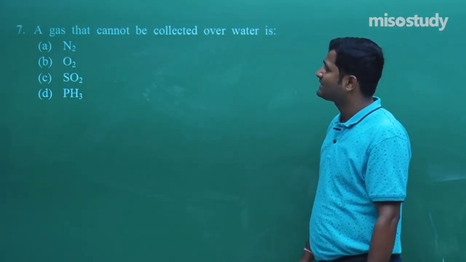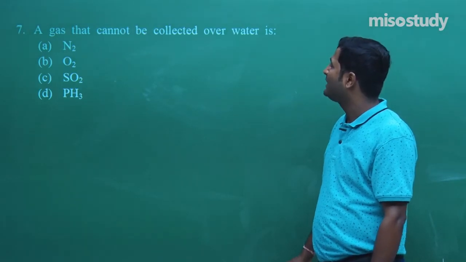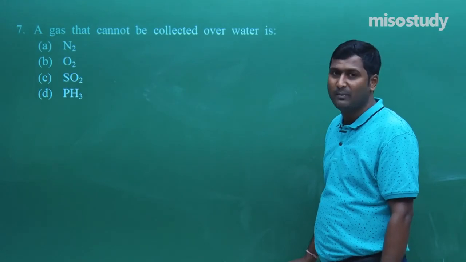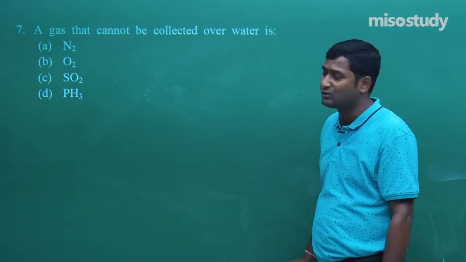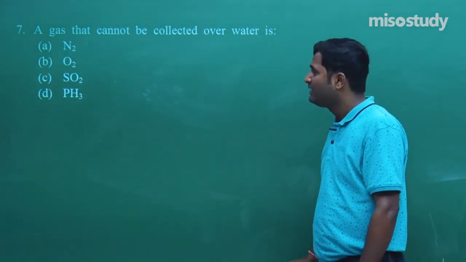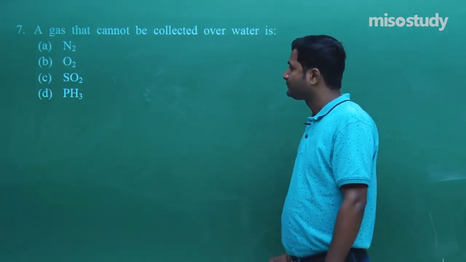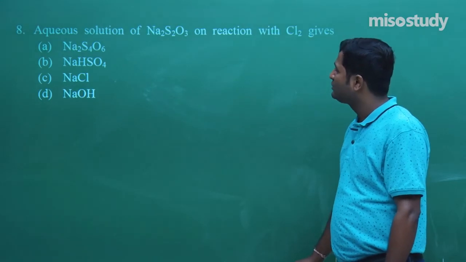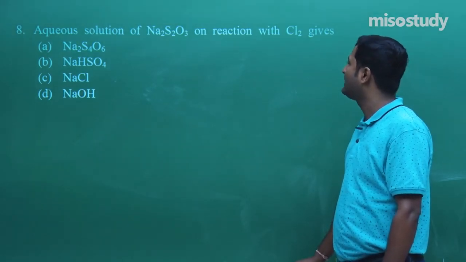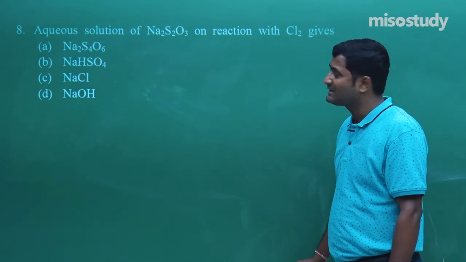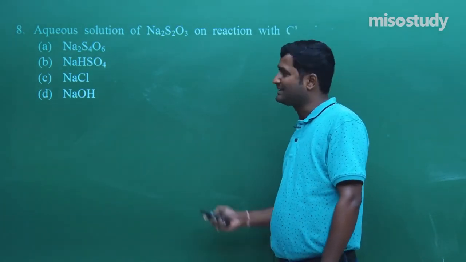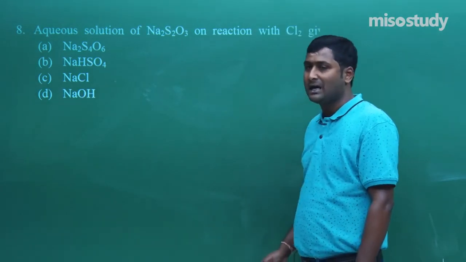Now for question number 7, a gas that cannot be collected over water is SO2, because it combines with water and forms H2SO3. So for question number 7, C is the correct option. Now let's move to question number 8. Aqueous solution of Na2S2O3 on reaction with Cl2 gives, yes sir, B, that is NaHSO4 plus HCl. So for this question, B is the correct option.